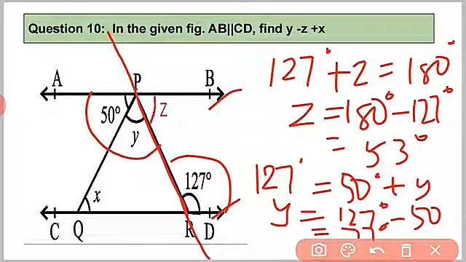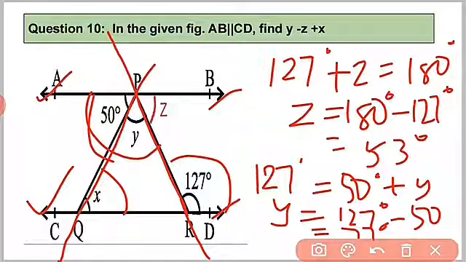Now let's take X. Again we see that AB is parallel to CD and PQ is a transversal. So 50 degrees and X are alternate interior angles. So X is equal to 50 degrees. So we got the values for X, Y, Z. Let's substitute these values in this expression.